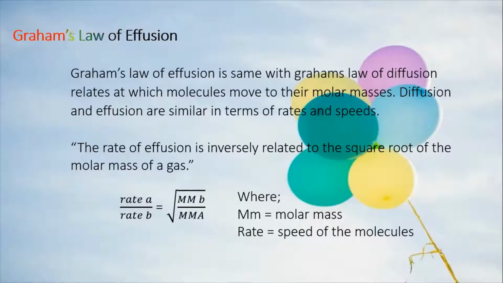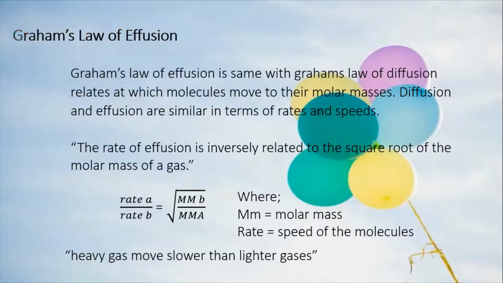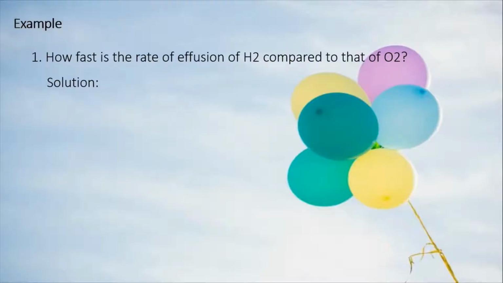The rate of diffusion is inversely related to the square root of the molar mass of a gas. So we have rate A over rate B is equal to the square root of molar mass B over molar mass A, where MM is the molar mass and rate is the speed of the molecules. Remember that a heavy gas moves slower than lighter gases, meaning if the molar mass increases, the rate or speed of molecules decreases. Example: how fast is the rate of diffusion of H2 compared to that of O2?